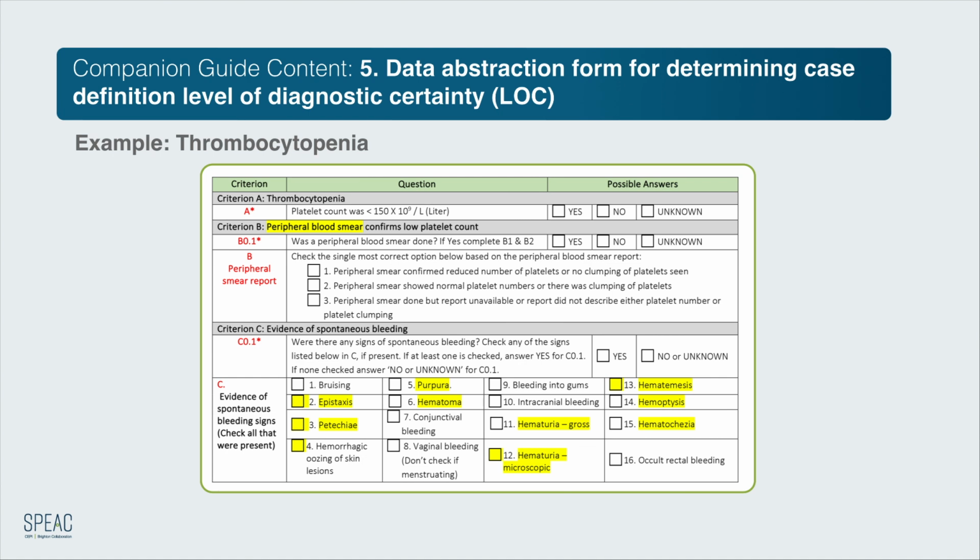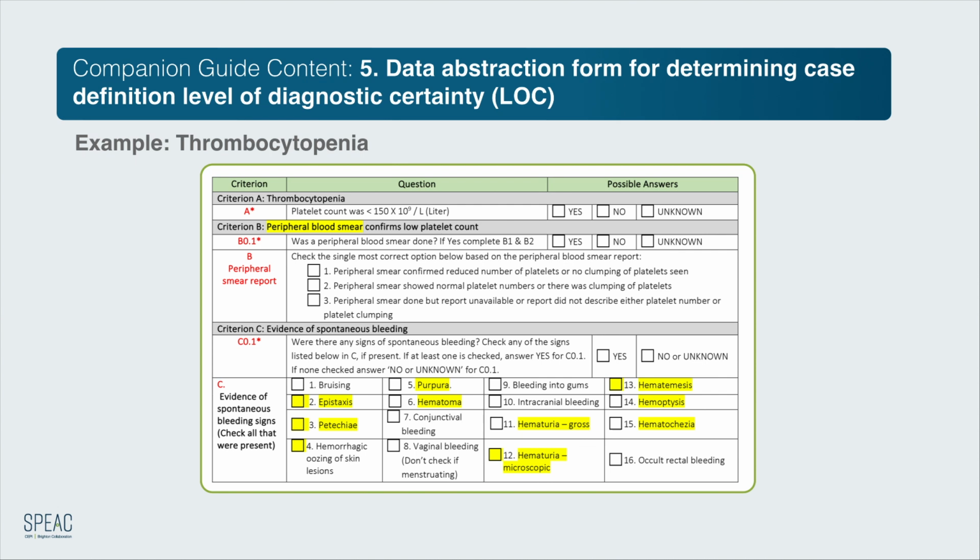The first step in determining the level of diagnostic certainty is to fill in the data collection form as completely as possible. It's important to understand the meaning of the 3 options to answer. Yes means that there was definitive evidence that the criterion was present. For example, a lab result showing that the platelet count at the time of admission to hospital was abnormally low.